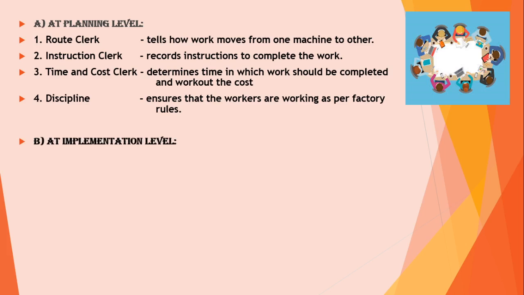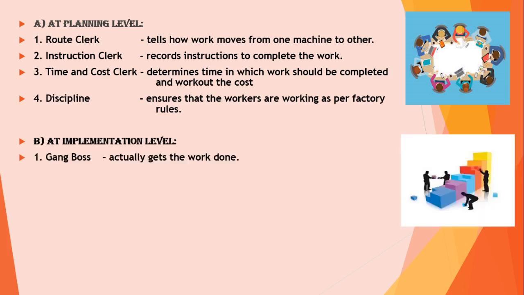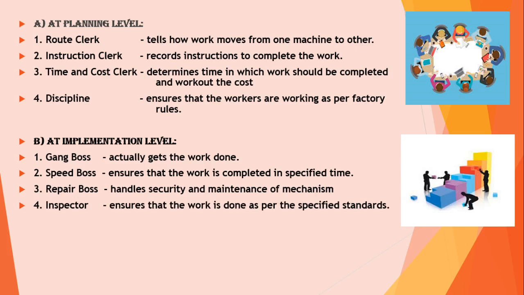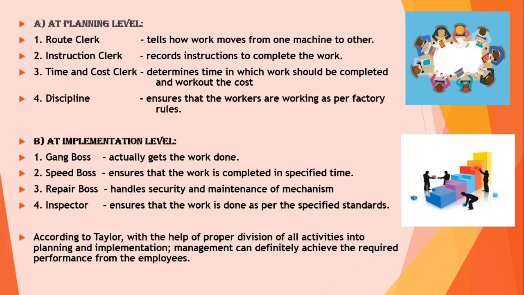Now let's see what the implementation level does. You have a gang boss, who actually gets the work done. You have the speed boss, who ensures that the work is completed in specified time. You have the repair boss, who handles security and maintenance of mechanism. Fourth one, inspector, ensures that the work is done as per the specified standards. So you see, you have the planning level and you have the implementation level. According to Taylor, with the planning and the implementation level, management can definitely achieve the required performance from the employees.